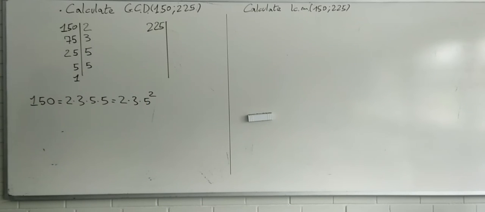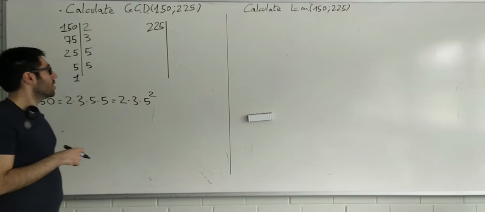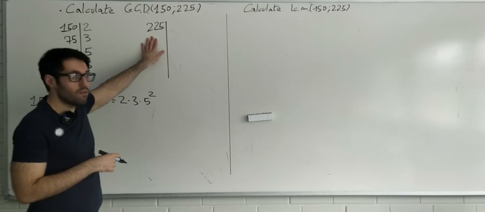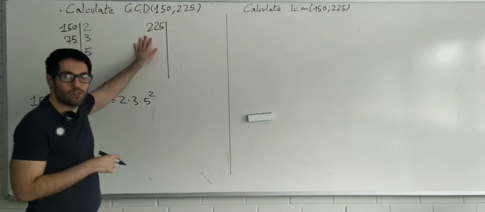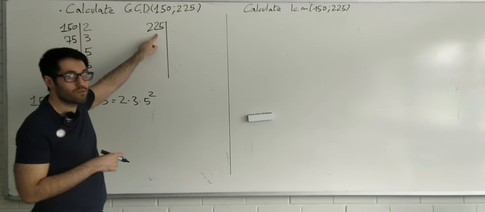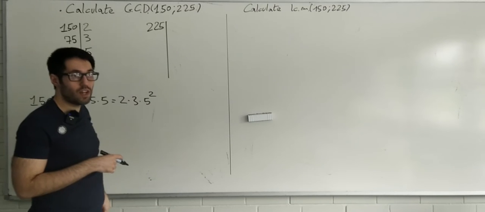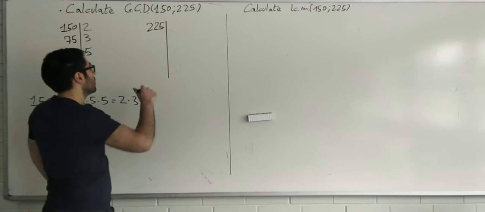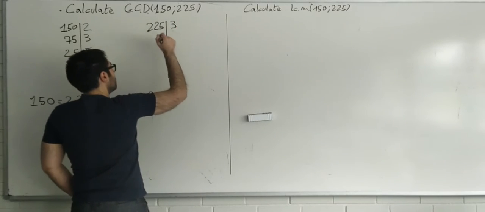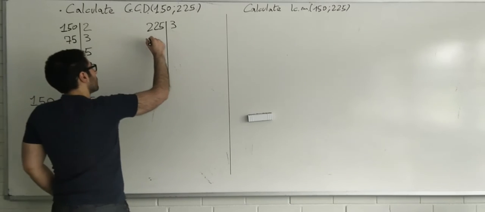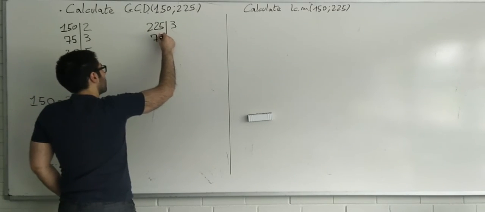Great. Let's now factorize 225. We see that the number is not even, the last digit is 5. Let's see if it can be divided by 3. Let's do the sum of the digits. 2 plus 2 is 4, plus 5 is 9. So okay, we have confirmed it is a multiple of 3. We can divide it by 3. Let's do that. 225 divided by 3 is 75.